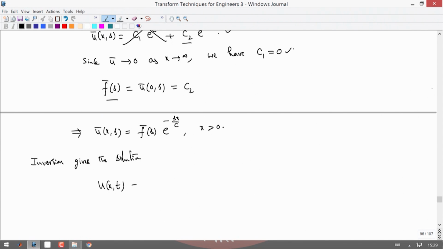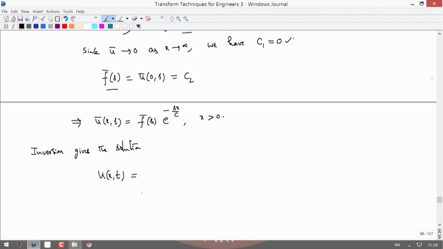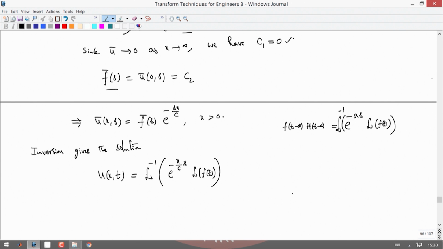u of x, t, which is equal to, you have already seen that earlier, e power minus a s times Laplace transform of f of t. I am using this property, which is equal to Laplace transform of f of t minus a times h of t minus a. So, L inverse of this is equal to this. Here we need L inverse of e power minus s by c times x, where x by c is your a, times s, Laplace transform of f of t. If you use this property, you end up getting f of t minus x by c times the Heaviside function of t minus x by c.